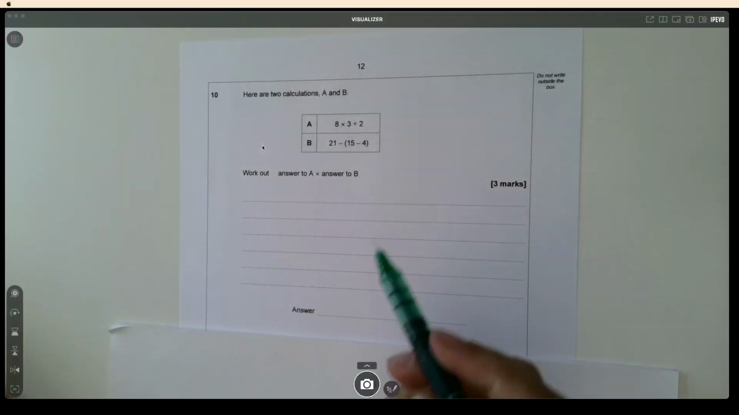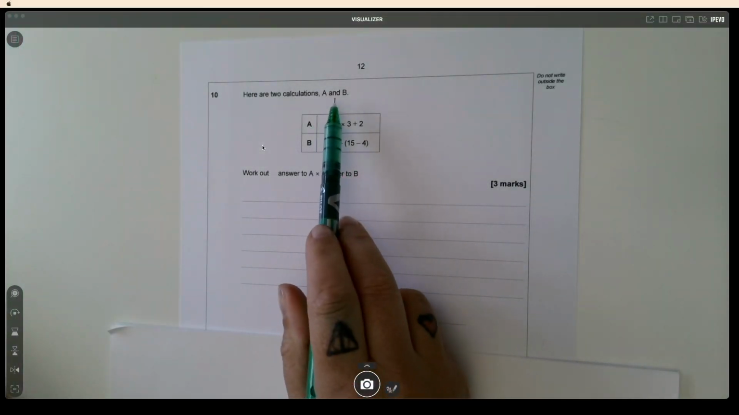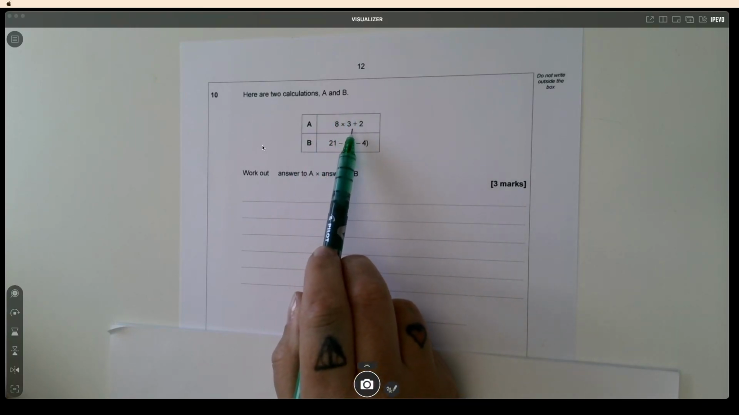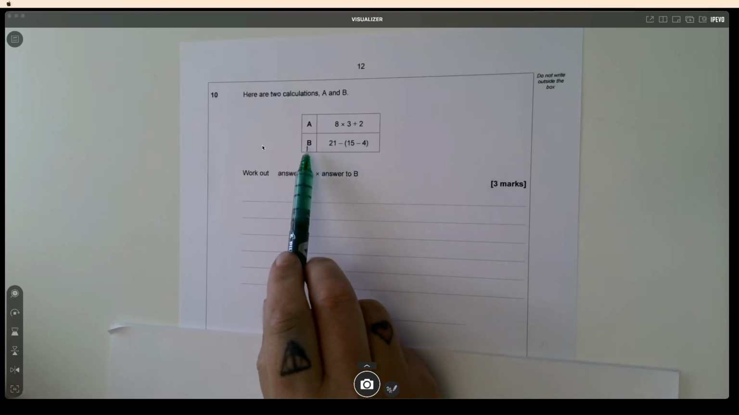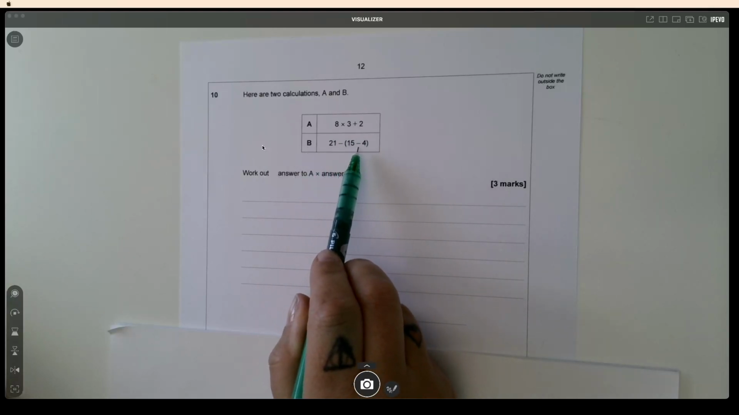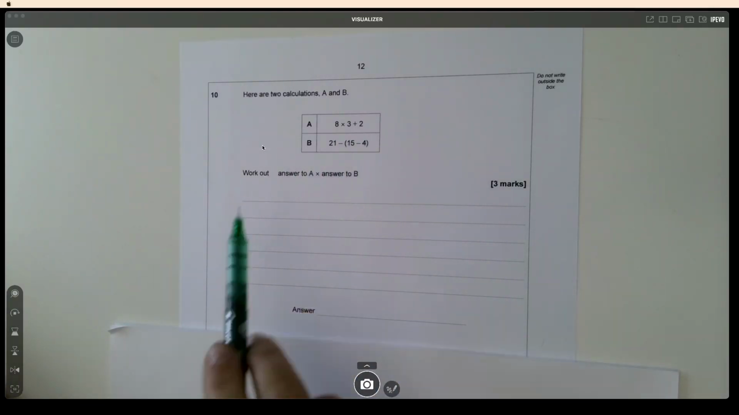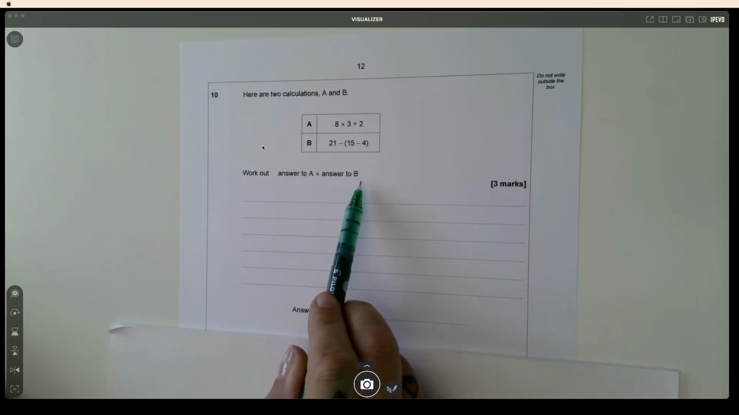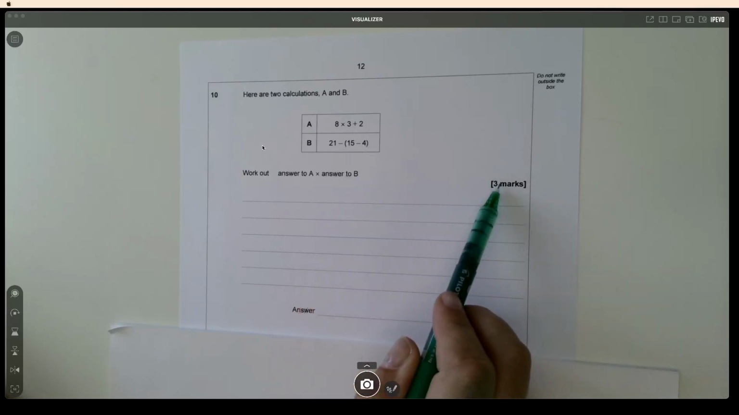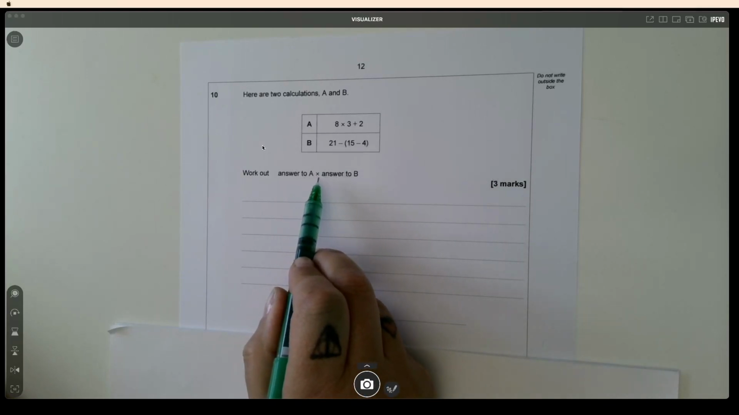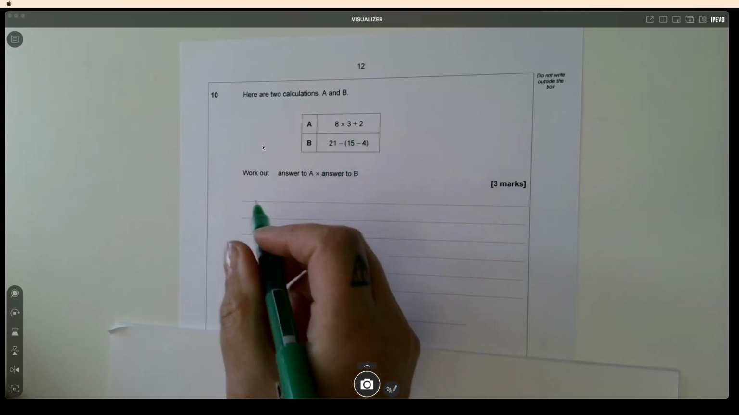Question 10. Here are 2 calculations, A and B. A has the calculation 8 multiplied by 3 add 2. And B has the calculation 21 subtract, in brackets, 15 subtract 4. Work out answer to A multiplied by answer to B. So it's a 3-mark question. If we want the answer to A and we want to multiply it by the answer to B, we need to work out these two calculations.